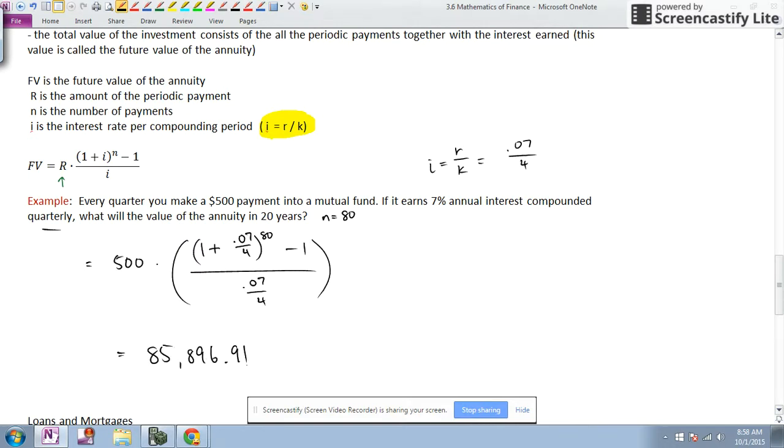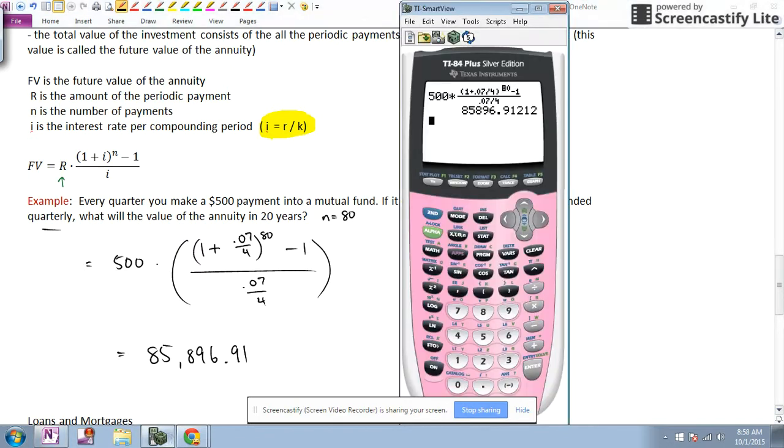$85,896.91, I said. Beautiful. Now, if you're like me and you're just kind of curious, I paid $500 every month for 20 years. How much did I actually put in? Oh, every quarter. Shoot. I thought every month scared the heck out of me. Sorry, I must have said month along the way. It was actually every quarter, and that didn't make sense. Notice, that doesn't make sense either.